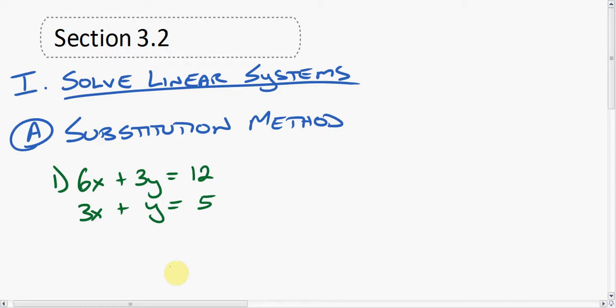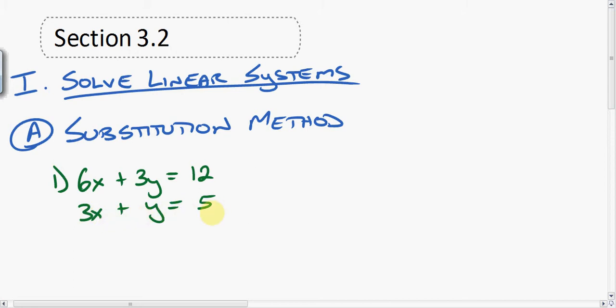This is section 3.2, part 1. We're still solving linear systems, but instead of using the graphing method as we did in section 3.1, in this section we're going to look at another method. It's called the substitution method. So we can still see we have a linear system of two equations.